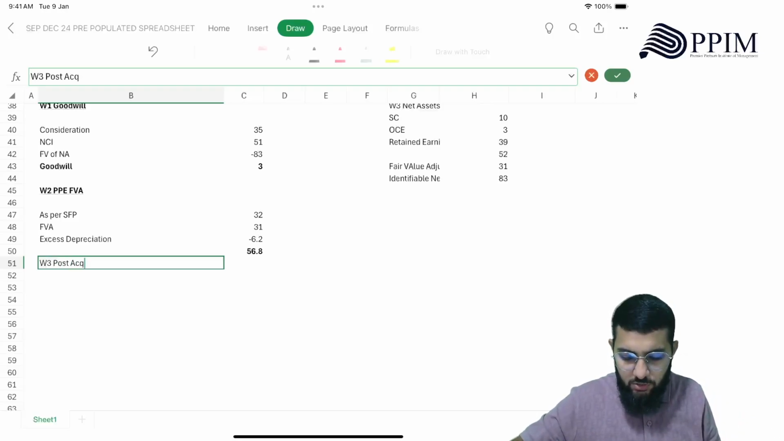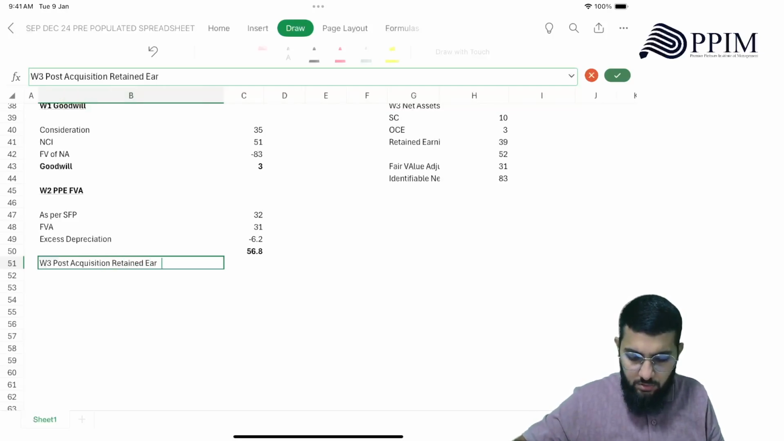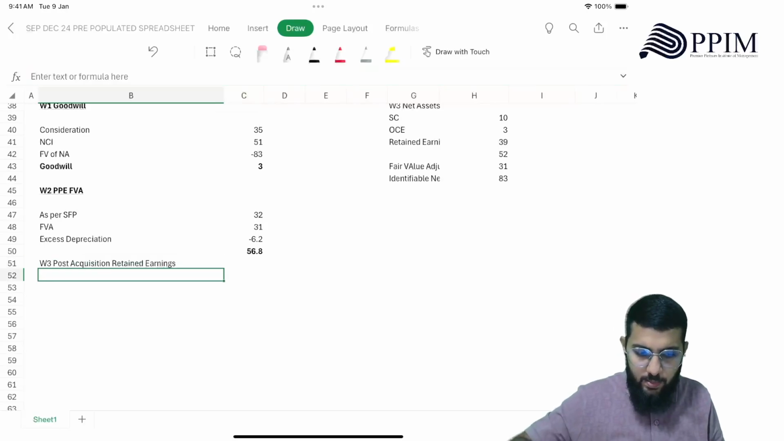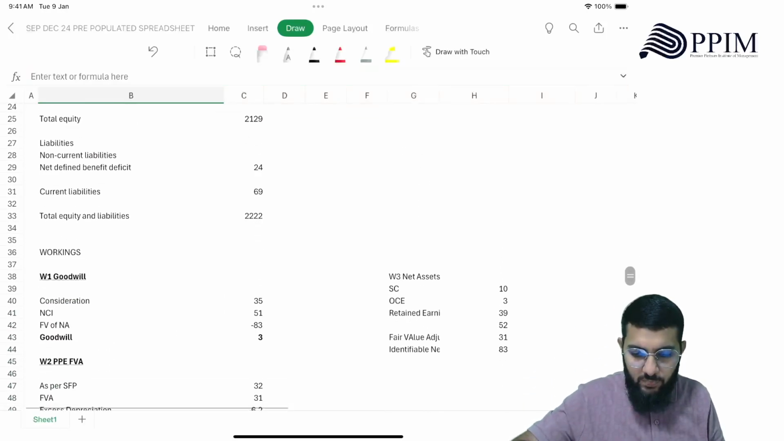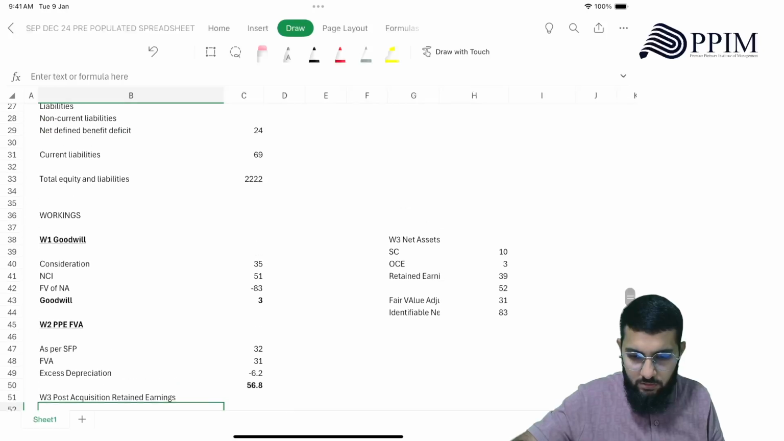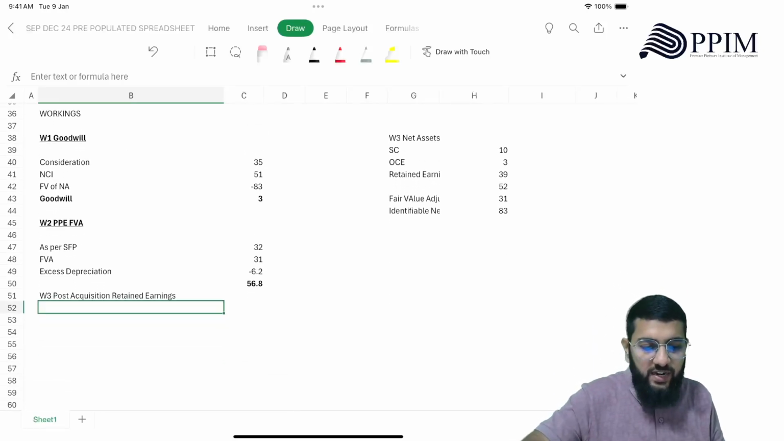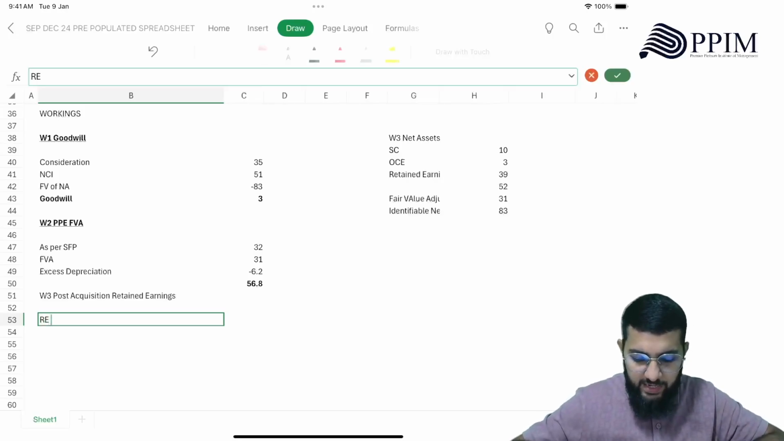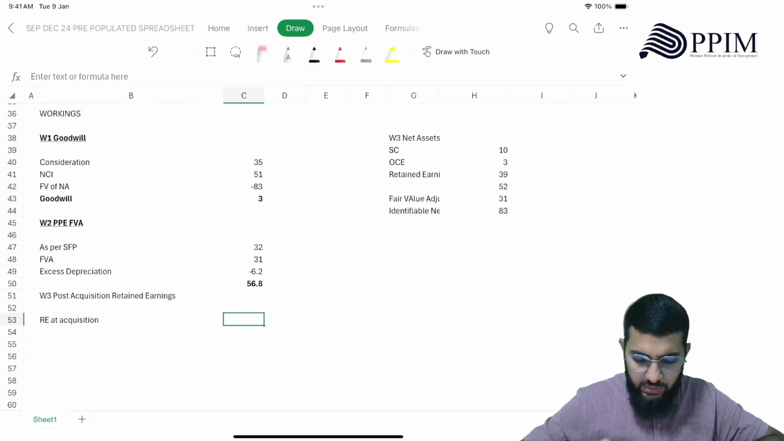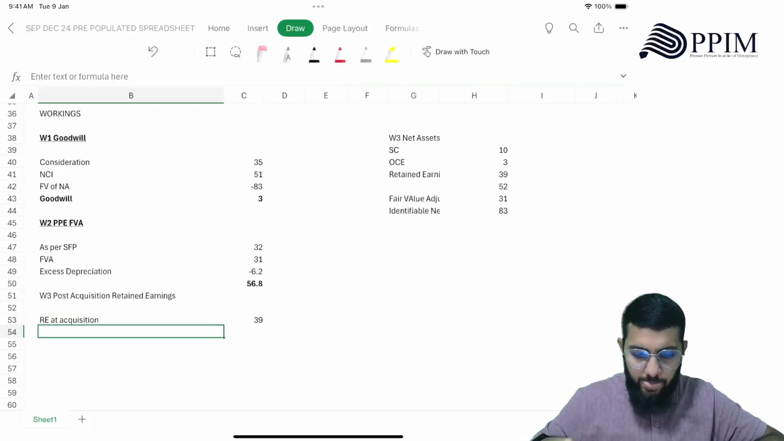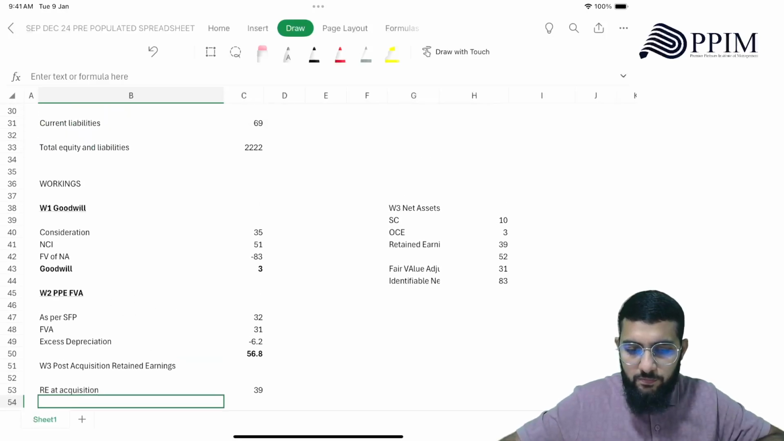Post acquisition retained earnings. Okay, let's go back. So retained earnings at acquisition was 39 million. Okay, that was the retained earnings at acquisition.